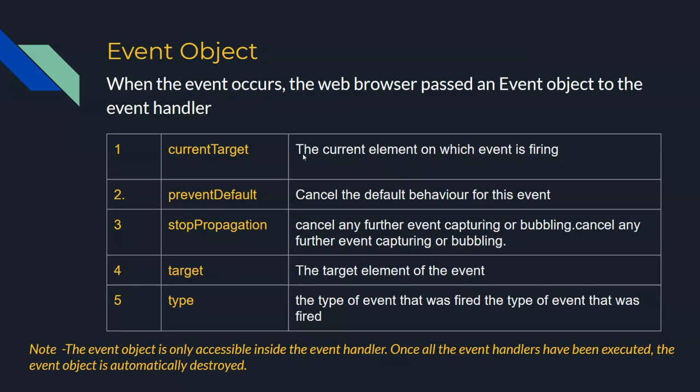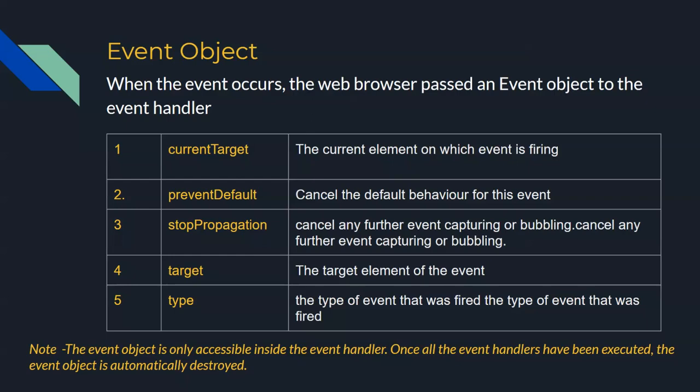Then we have preventDefault, which cancels the default behavior of the event. Then there is stopPropagation, when you don't want your event to propagate in either the capturing phase or the bubbling phase. Then there is target, which gives the target element on which the event occurred. And there is a type property that gives us the type of event that was fired. And note that the event object is only accessible inside the event handler. Once all the event handlers have been executed, the event object is automatically destroyed.